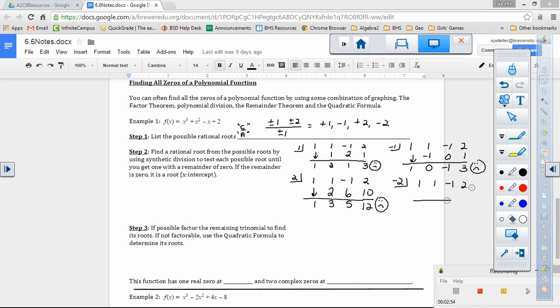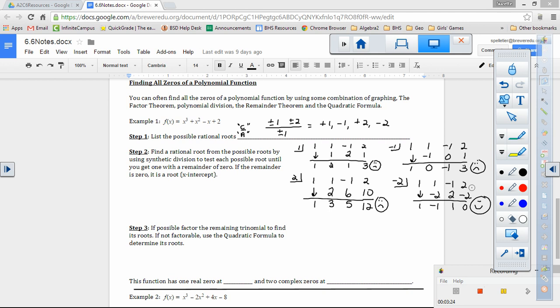So let's do that. Drop the 1. 1 times negative 2 is negative 2. Add them together, we get negative 1. Negative 1 times negative 2 is positive 2. Add them together, we get 1. 1 times negative 2 is negative 2. Add them together, we get 0. So we have found a root. Then it says, if possible, factor the remaining trinomial to find its roots. If not factorable, use the quadratic formula.